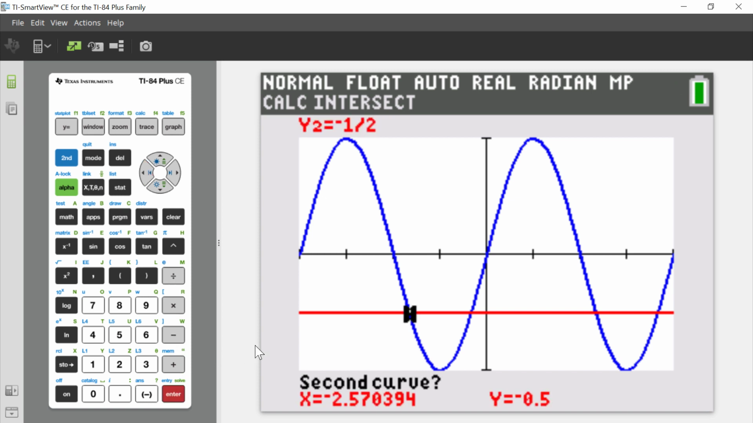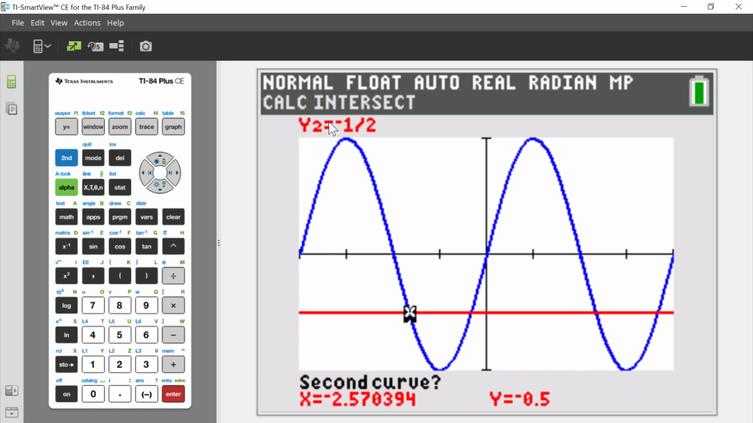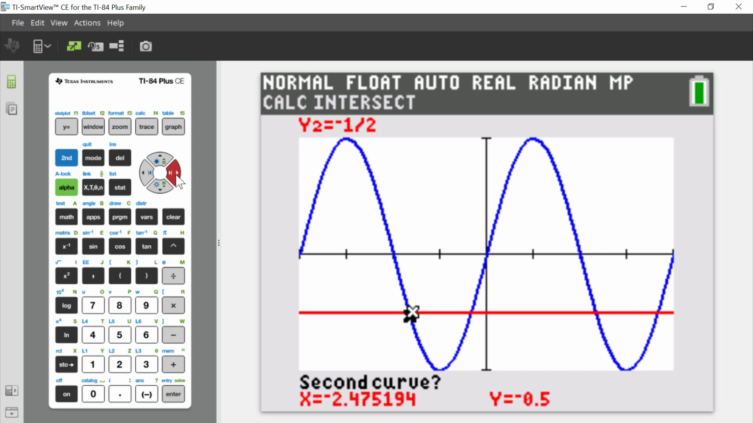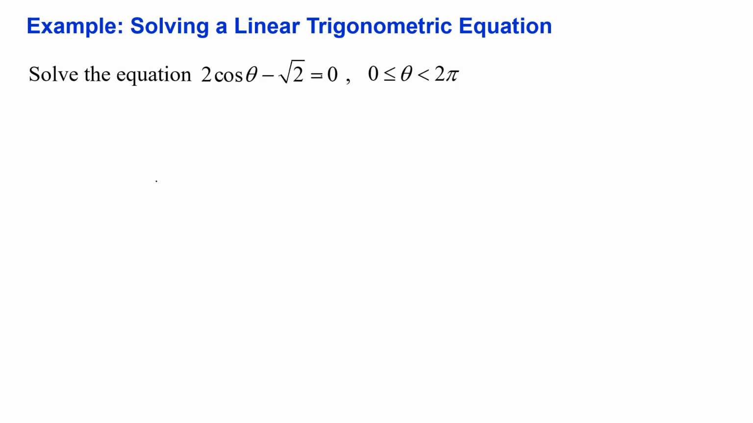Now it's giving me the blinking cursor on the curve y2. Notice that it's pretty close to that intersection already, so I will just go ahead then and hit enter. And then now it wants a guess. I'm going to leave the blinking cursor right where it's at and hit enter a third time. And then the calculator finds the intersection point for me as negative 2.617994.